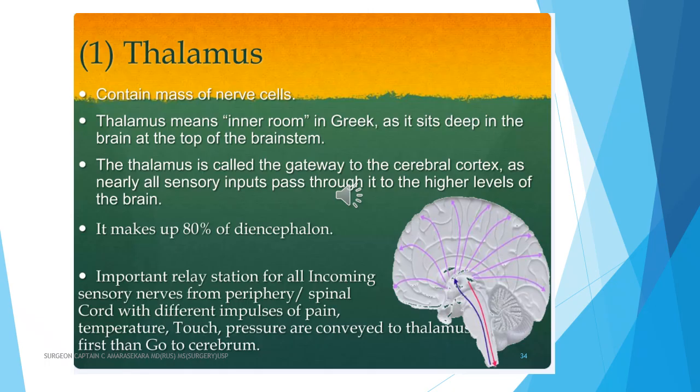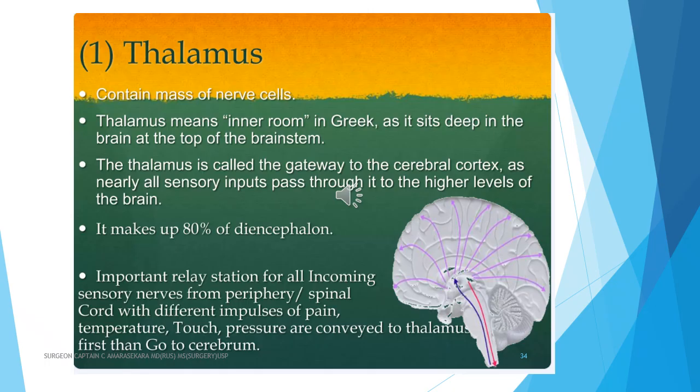Location: it's bilateral, flanking the third ventricle. It's a dense cluster of gray matter nuclei. It receives input from the spinal cord, brainstem, basal ganglia, and cerebellum, and relays to the cerebral cortex. So, sensory relay: all sensory modalities except smell pass through the thalamus before reaching the cortex.